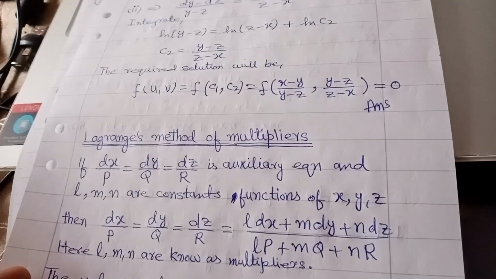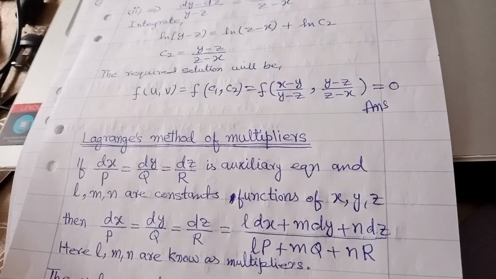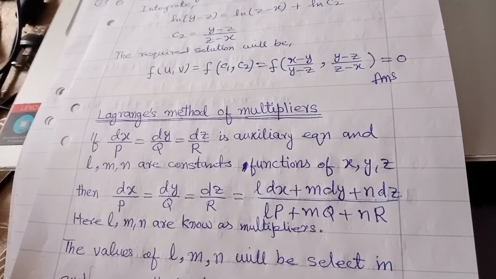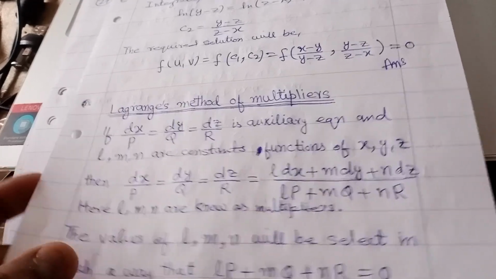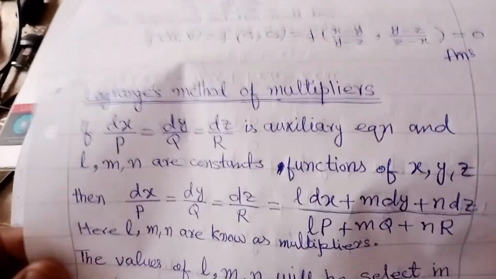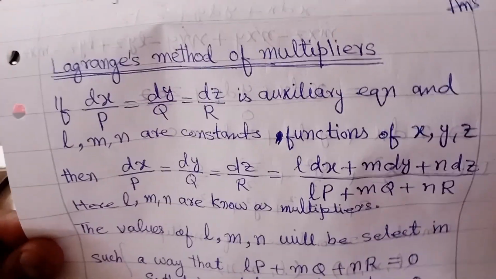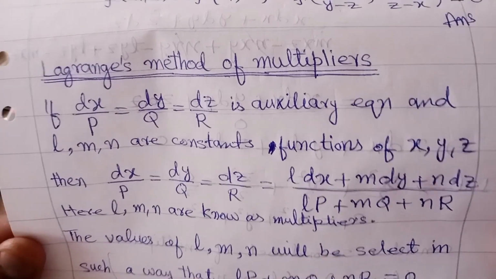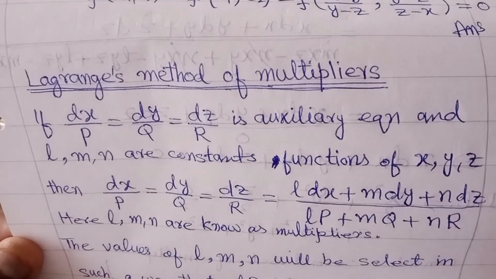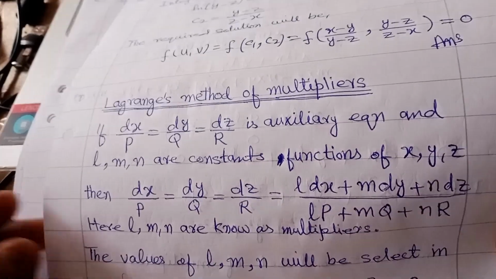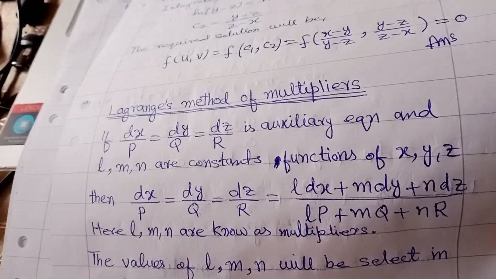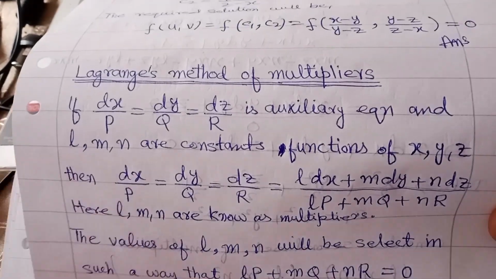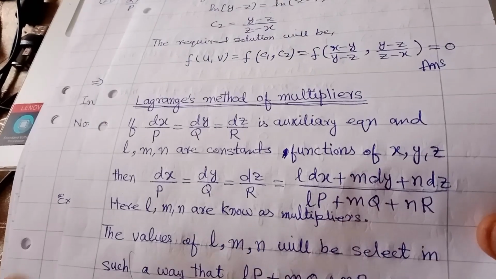Bismillah ar-Rahman ar-Rahim. Once again, I would like to discuss with you the method of Lagrange multipliers. This is the method to find the solution of partial differential equations of the Lagrangian type. So, what is the Lagrangian partial differential equation? Pp plus Qq is equal to R, and we know that the auxiliary equation of the Lagrangian equation is dx upon P is equal to dy upon Q is equal to dz upon R. So, by using similar manners, we try to find the solution of such a kind of partial differential equation.